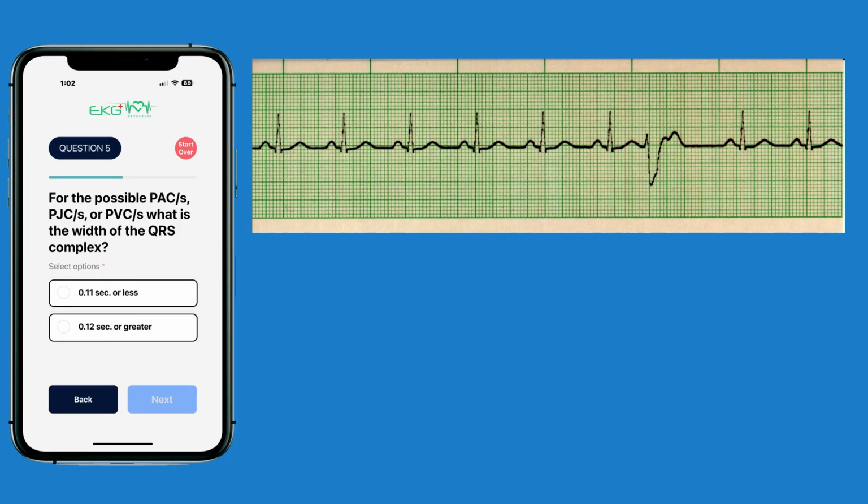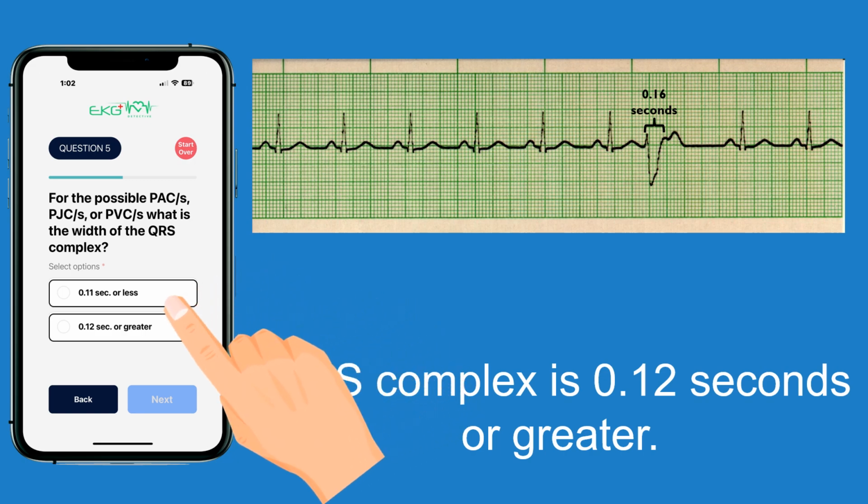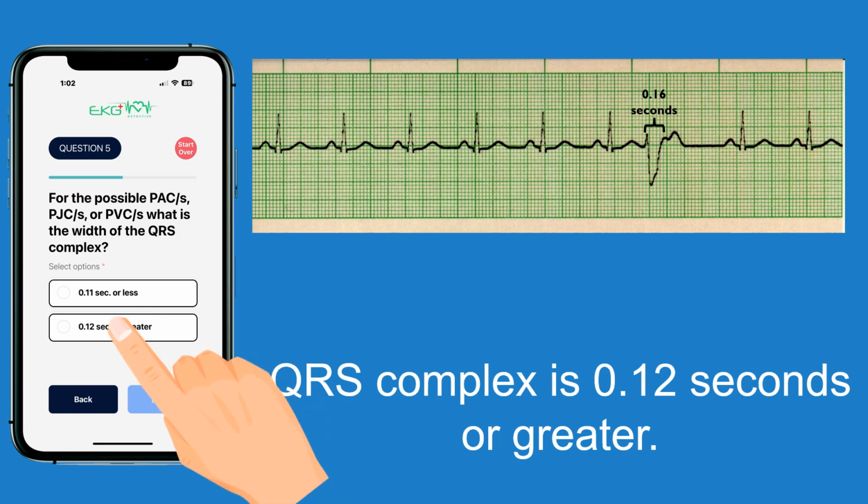The next question the app is going to ask is, for the possible PACs, PJCs, or PVCs, what is the width of the QRS complex? And looking at our QRS complex in relation to the width or duration, we are measuring at about 0.16 seconds, so it's going to be pretty wide. So we will go to the app, we will select 0.12 seconds or greater, and then we will hit next to go to the next screen.